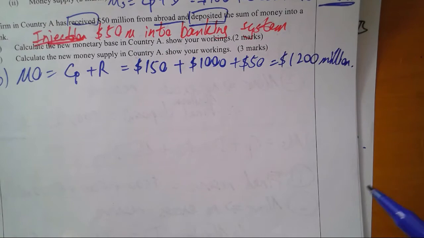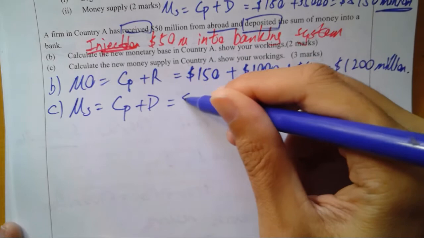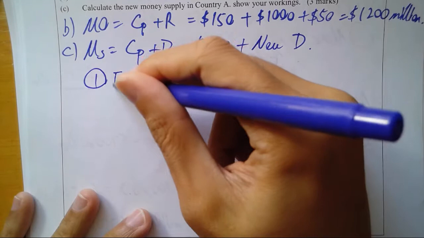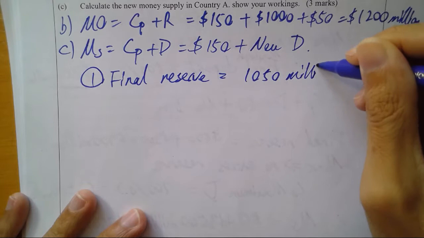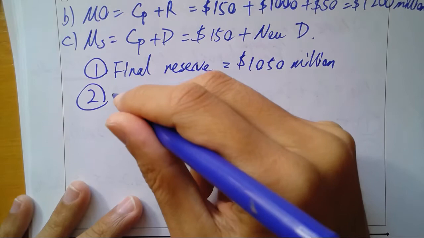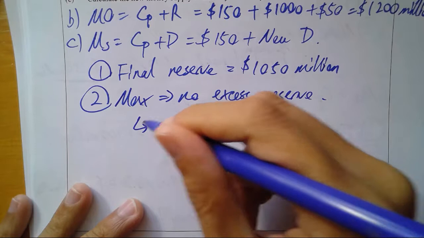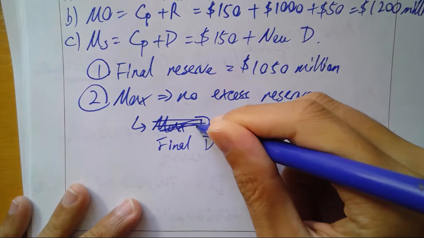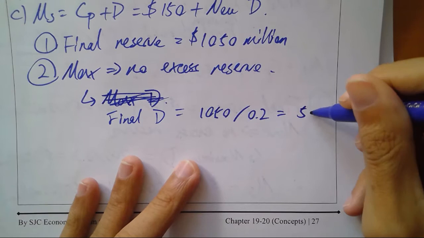Right? Now, part C. Money supply, MS, will be CP plus D, will be 150 plus new deposit. Now, how do we get new deposit? Follow the steps. Step number one, the final reserve level, like we already established, should be 1,050,000,000. Now second, remember, since this is our maximum change, meaning there will be no excess reserve, therefore, maximum deposit, or this time, let's say the final deposit would be 1,050,000 divided by 0.2, that should give us 5,250,000,000.